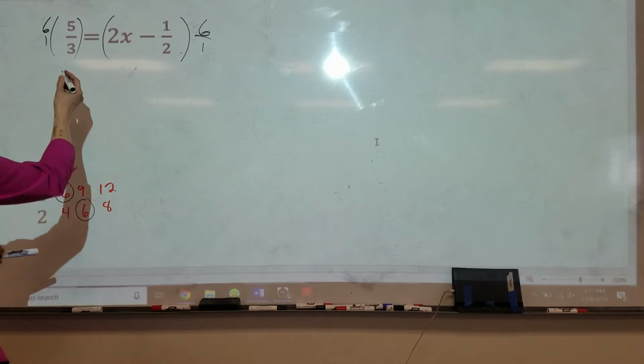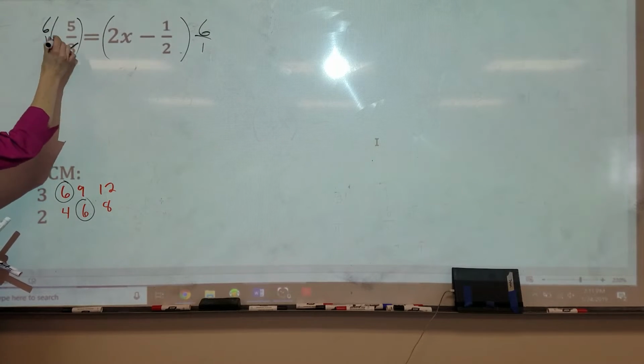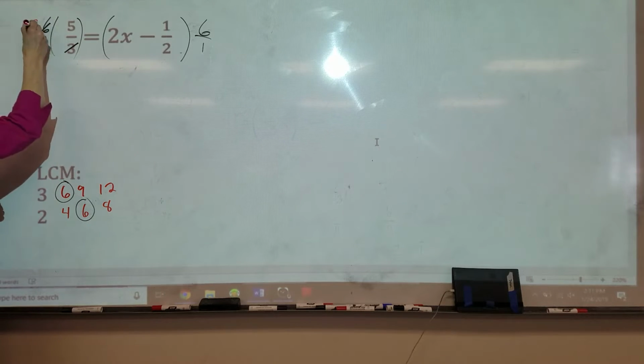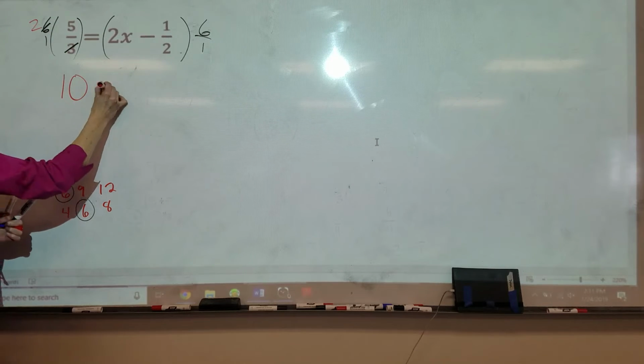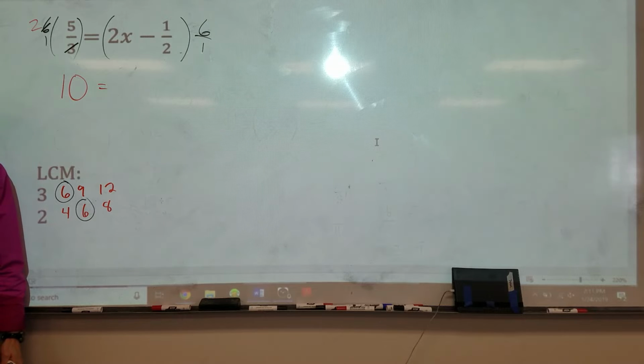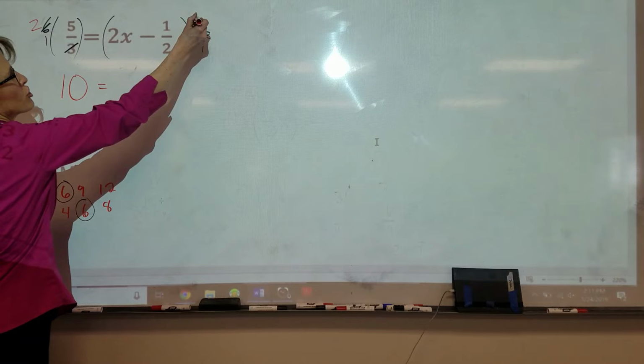All right, so we're going to do 3 goes into 6 twice. 2 times 5 is 10. Give me a nod if you're okay so far with what I just did. Okay? All right. So now we're going to distribute the 6 here.